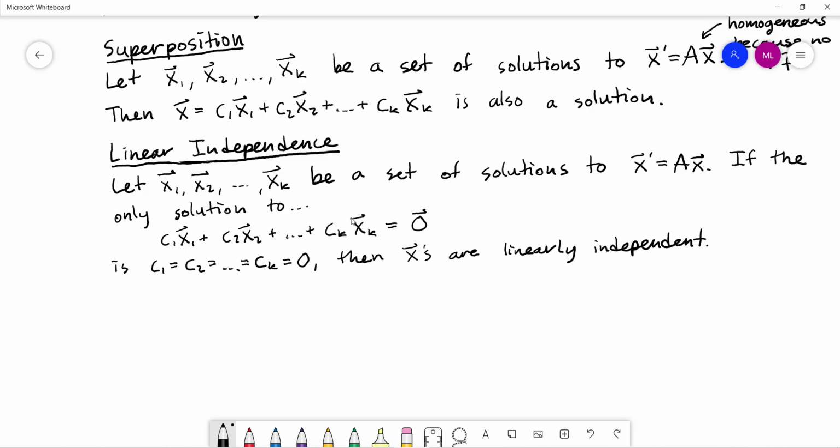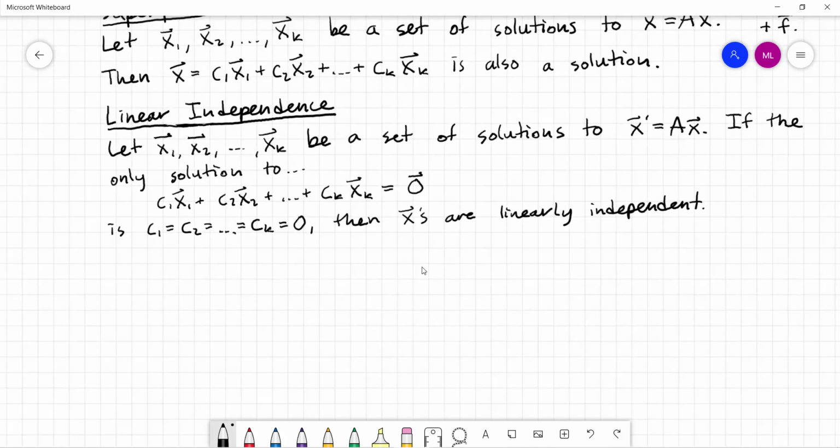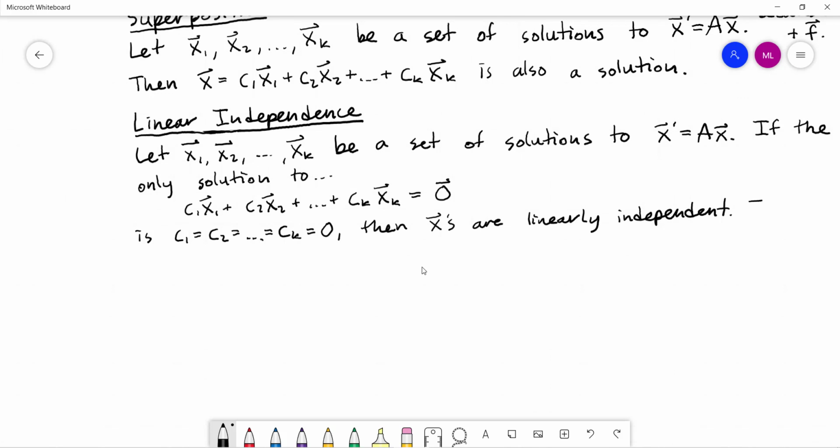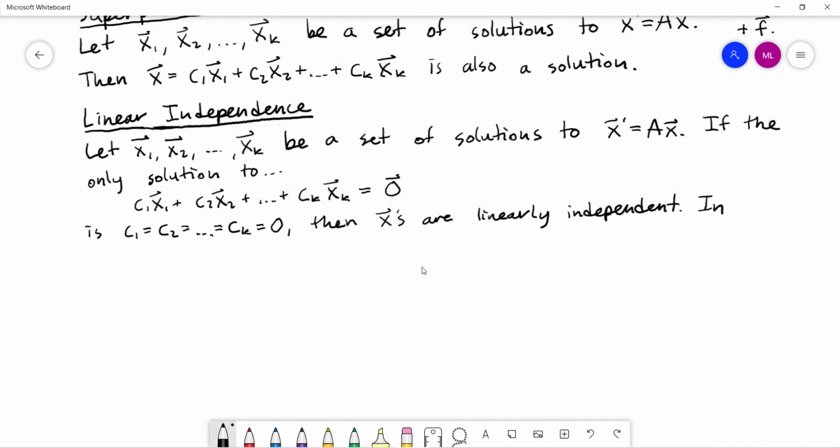In practice, this is not what we're going to do. In practice, we'll use the same thing we did to decide if our results were linearly independent before. We computed a Wronskian. We have another Wronskian to compute here. So in practice, we check by computing the Wronskian.